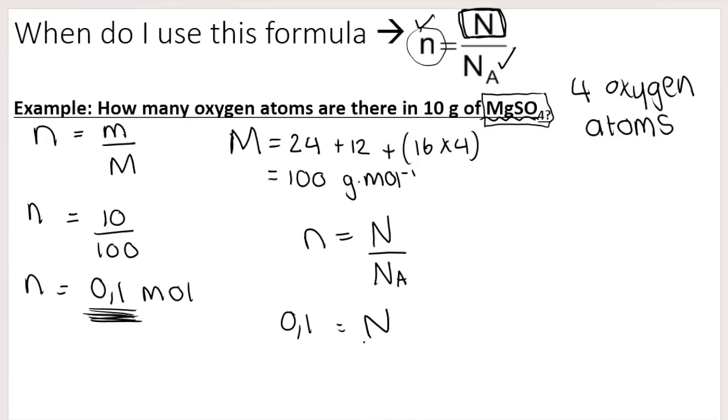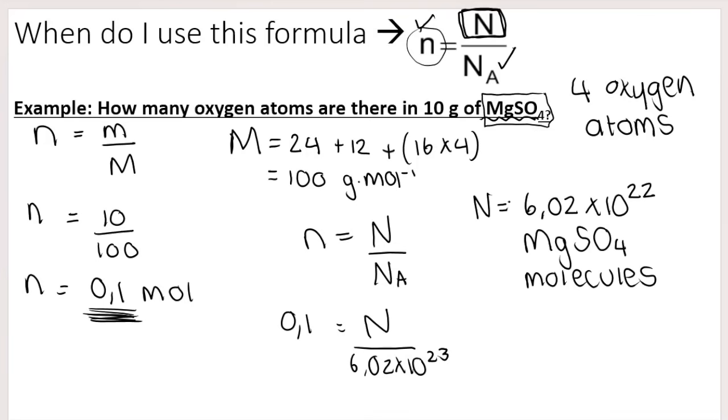Then big N is what we're looking for, and NA, that is Avogadro's number or Avogadro's constant. So what we're going to do is take that over. It's going to be 0,1 multiplied by Avogadro's number. And we get 6,02 times 10 to the 22 magnesium sulfate molecules or compounds. Now that looks almost like Avogadro's number. It's because we took Avogadro's number and multiplied it by 0,1. But the important thing to notice here is the sum is still not done. We wanted the number of oxygen atoms. But what we've gotten so far is the number of magnesium sulfate molecules.